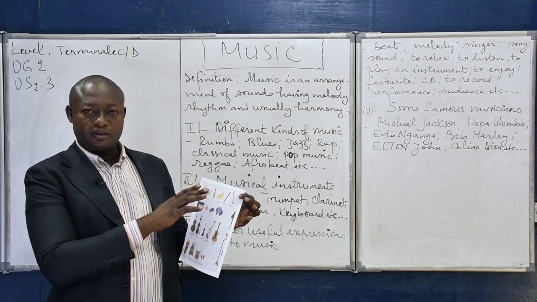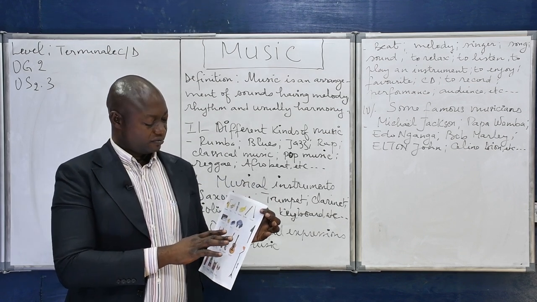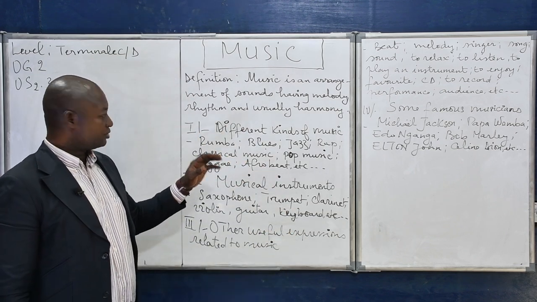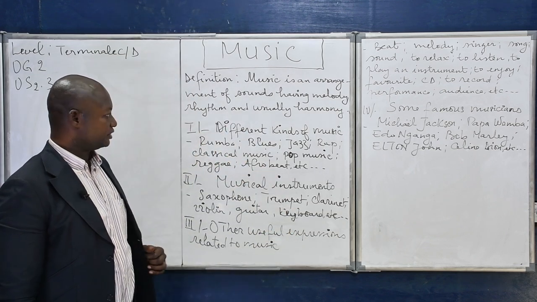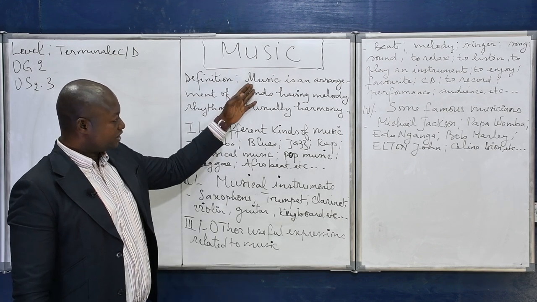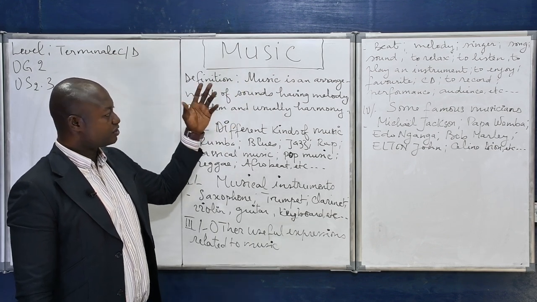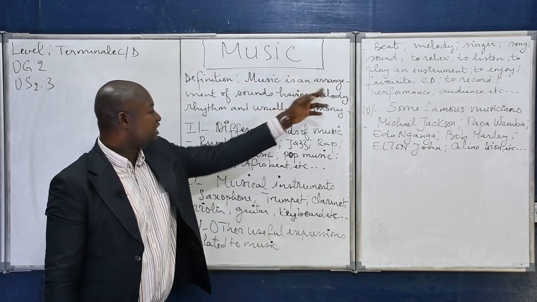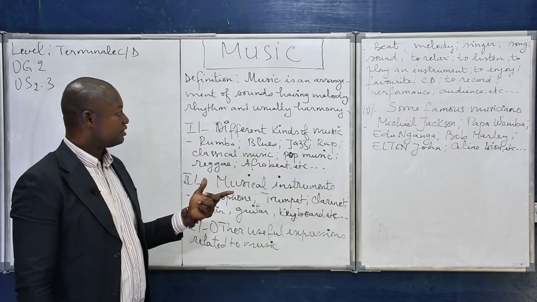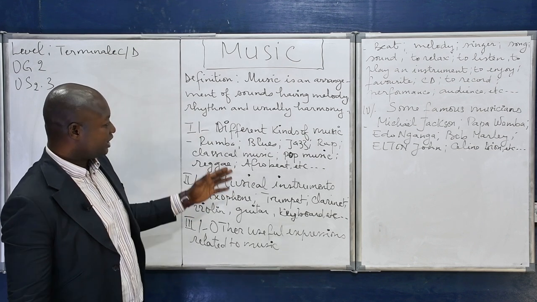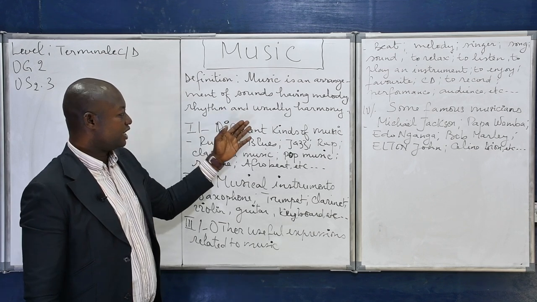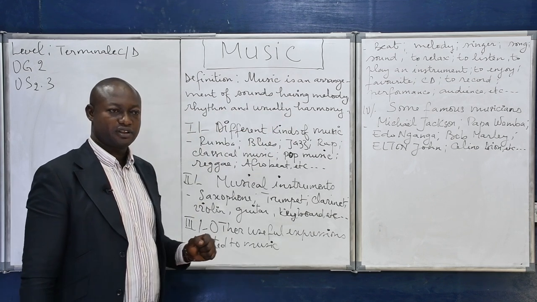These musical instruments are also very important to create what we are going to see in our definition. So we have music. According to the Oxford Dictionary, music is an arrangement of sounds having melody, rhythm, and usually harmony.